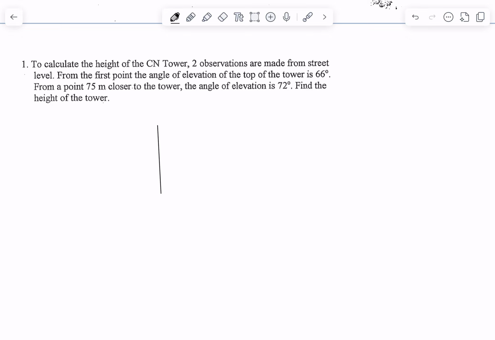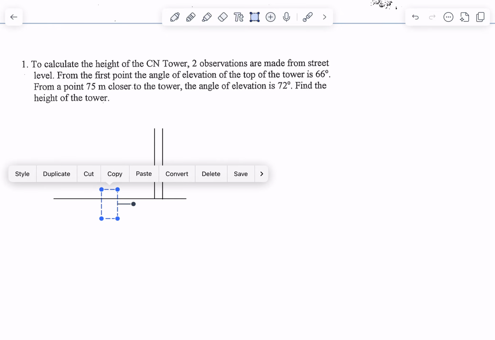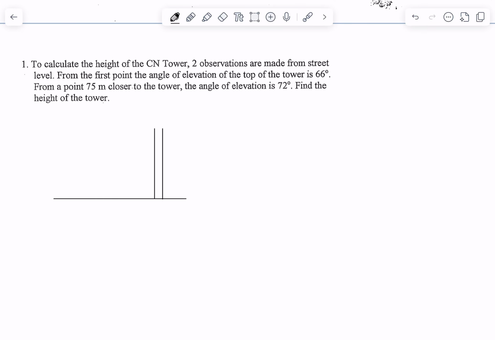Okay, so we're going to have the CN tower here. And ideally it would be straight. Okay, and then you're going to be at street level, like this. The CN tower is going to be there. Okay. And you're going to make 2 observations. So the first one's going to be back here at, let's say, point A. And what you see to the top of the CN tower, you have an angle of elevation, elevation being up, and the angle of elevation is going to be 66 degrees.